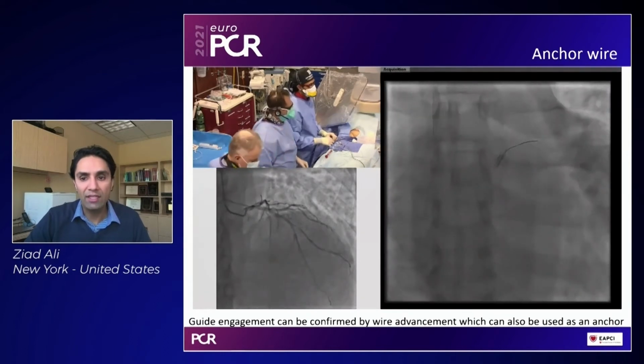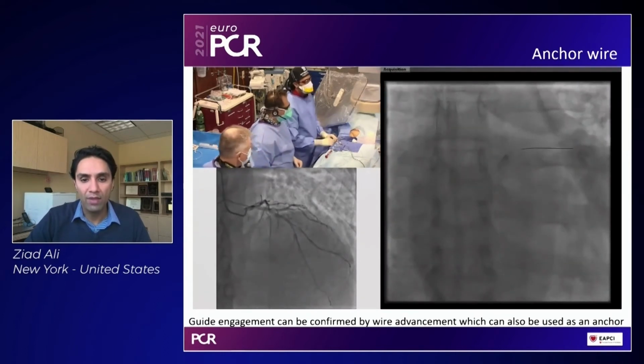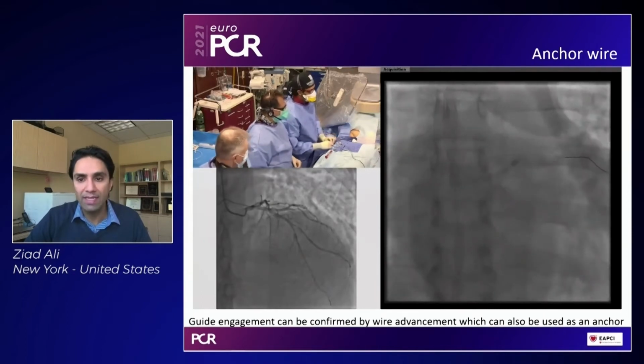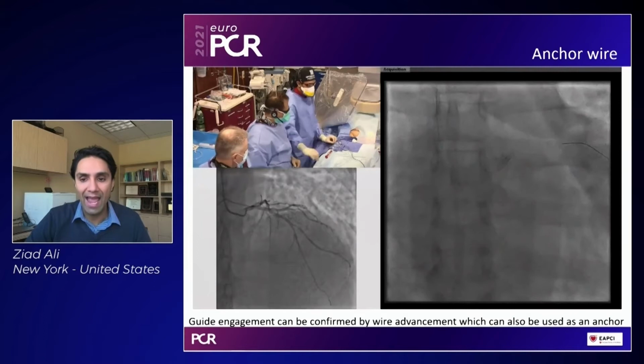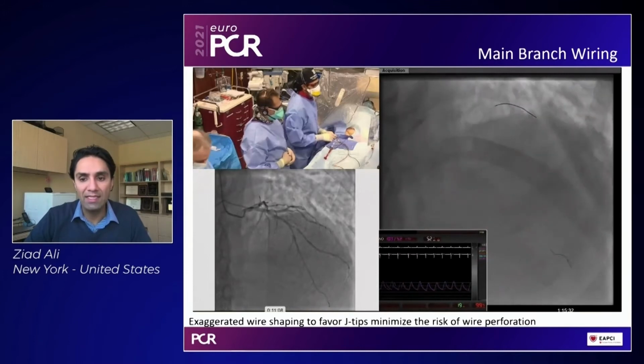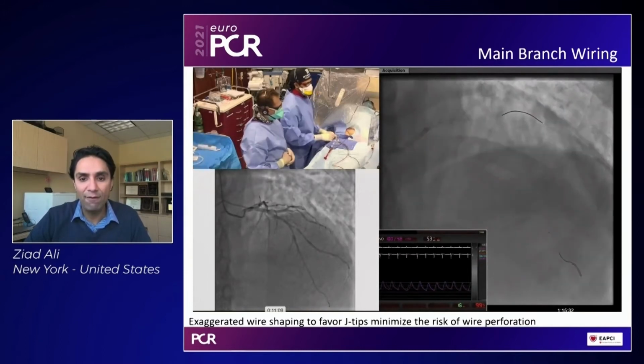The next thing that we like to do is actually use an anchor wire. The anchor wire can be confirmed either by saline or, of course, by taking a soft wire and placing it into any artery within the vessel. And by placing it into any artery, this allows you to anchor and then create a metallic silhouette of the coronary arteries. When doing main branch wiring, we like to use an exaggerated tip which will J easily because, of course, this is safe and minimizes the risk of wire perforation.